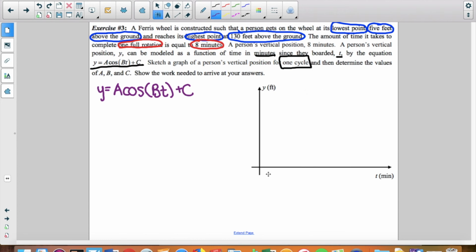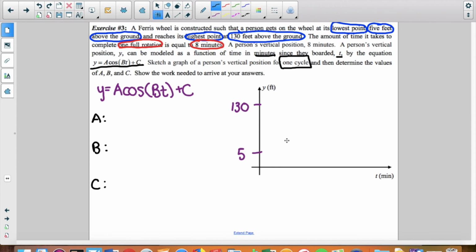Let's actually sketch first. Let's see what this will be like. We know our highest point is 130. We know our lowest point is 5. Now, we do need a midline for this, so we can start finding some information for this graph. So we are going to need to find A, B, and C.